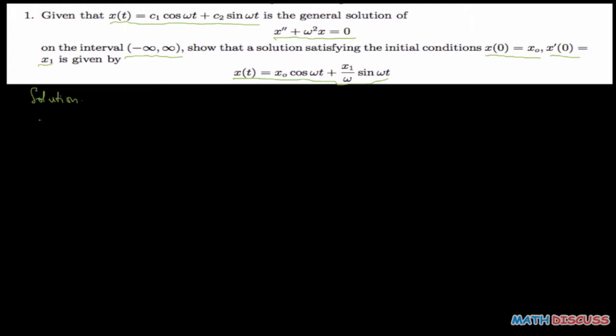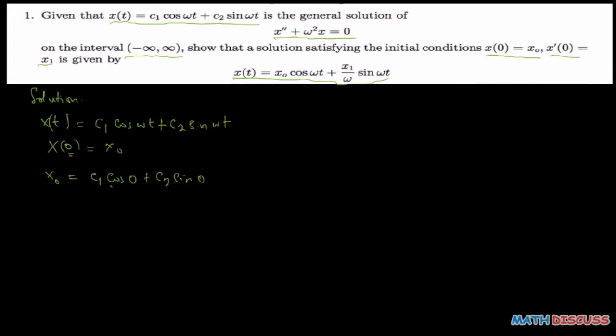Now to start with, I'm going to write my solution. The general solution we're given is x of t equals c1 cosine of omega t plus c2 sine of omega t. Now, I want to start by implementing the first initial condition that says when t is 0, x is x naught. So when t equals 0, we have x naught equals c1 cosine of 0 plus c2 sine of 0.